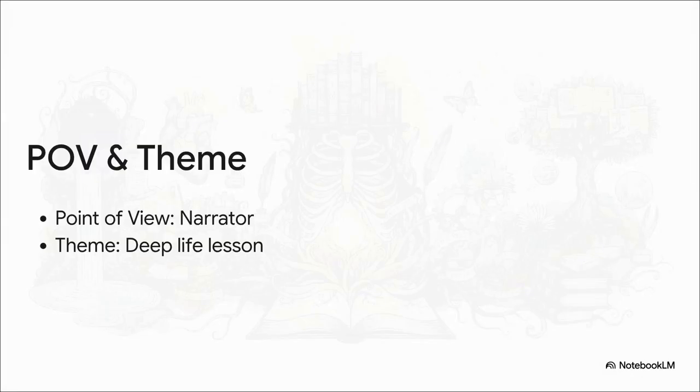The final pieces of our literary anatomy are point of view and theme. Point of view is simply the perspective from which the story is told. Are we hearing this from one neighbor, the other neighbor, or maybe a neutral bystander? But the theme? Wow! The theme is the ultimate payload of the story. It is the deep life lesson the author wants to leave you with.